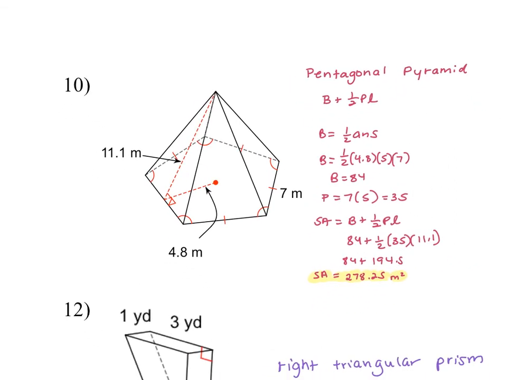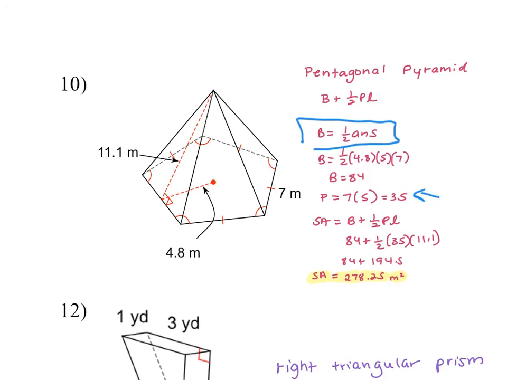This is a pentagonal pyramid. So notice all the sides are the same. It's a regular figure, so we can use the formula. We can do the area of the base, and again, we need to use this polygon formula, 1/2 a n s. And then once we find the area of the base, we'll find the perimeter. Again, for perimeter, you take the number of sides. A pentagon has 5. 5 times 7, perimeter is 35. Multiply it by the slant height, which is 11.1, and then divide it by 2. So 278.25 meters squared.